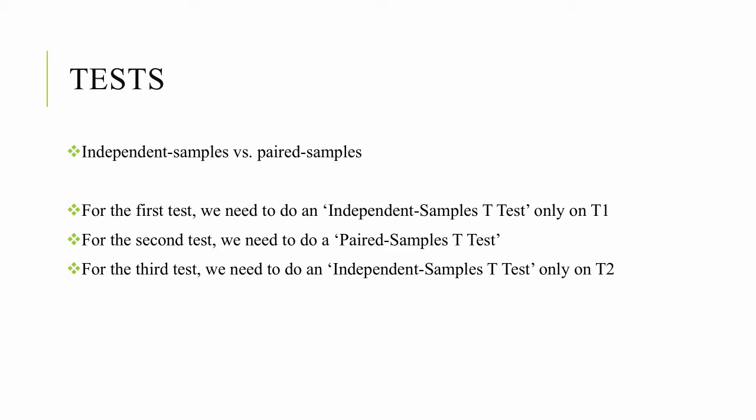So on the homework, for the first test, you were supposed to do an independent samples t-test, but only on time 1. The second test, we needed to do a paired samples t-test, which would be the before and after the insult or whatever the condition. And then the third test is an independent samples t-test again, but only with time 2. I know I told some of you to select both, but you don't really need to select time 1 when you do the third test.